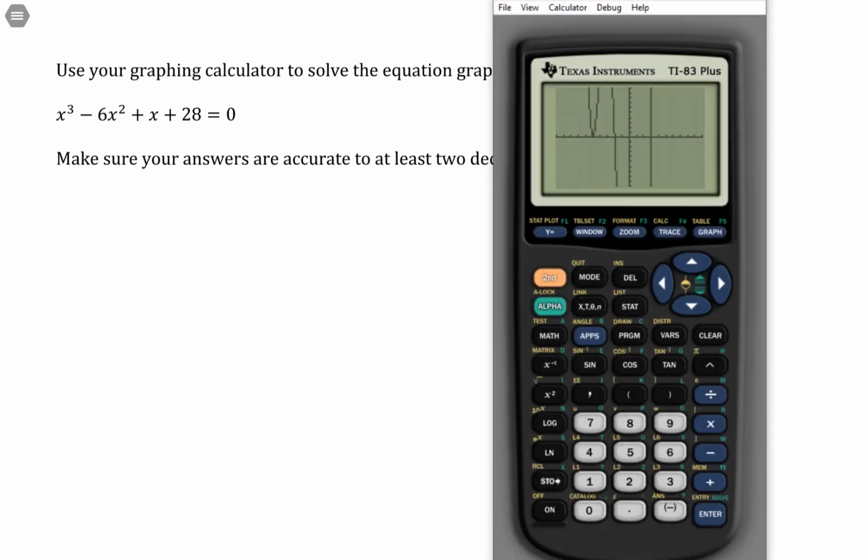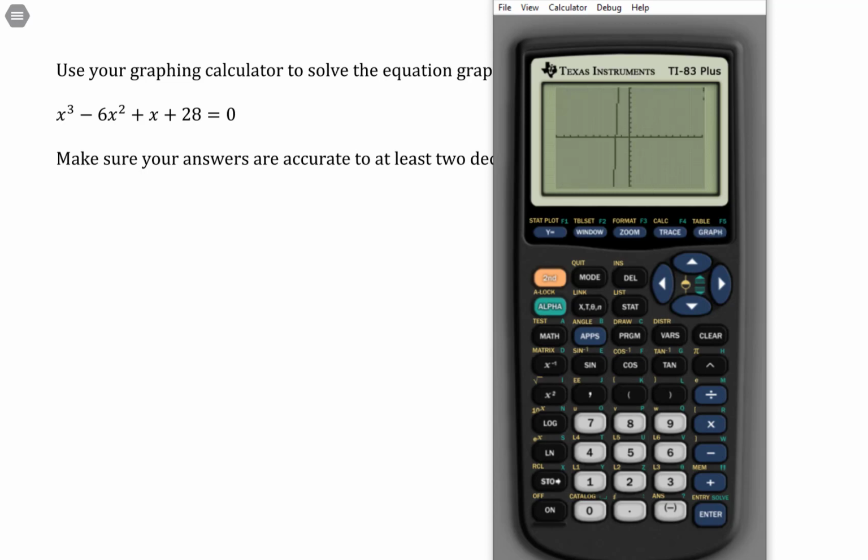So here's what we need to do. In order to solve a polynomial using the calculator, we will draw the graph of it, and wherever solutions occur, so wherever this is equal to 0, is where the graph is going to cross the x-axis. So we're effectively just looking visually for places where this graph crosses the x-axis. So x cubed minus 6x squared plus x plus 28.